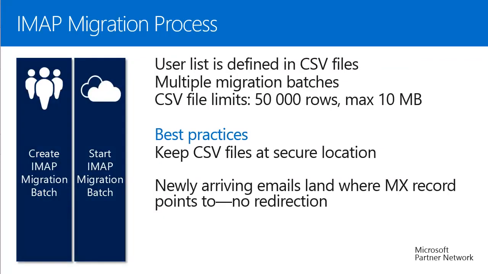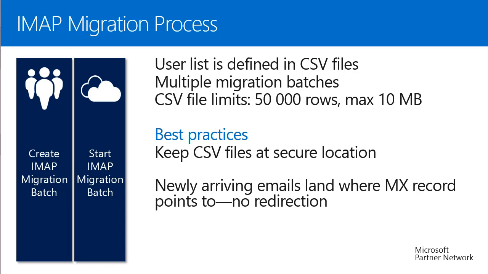As I mentioned, you can migrate your users in an IMAP migration in groups, in so-called batches. These batches are defined in CSV files. So CSV files contain the user name, the user logon name, and the user password, for example. Since you store passwords in these CSV files, you need to keep them really in secure locations. So keep BitLocker switched on your laptop, for example.